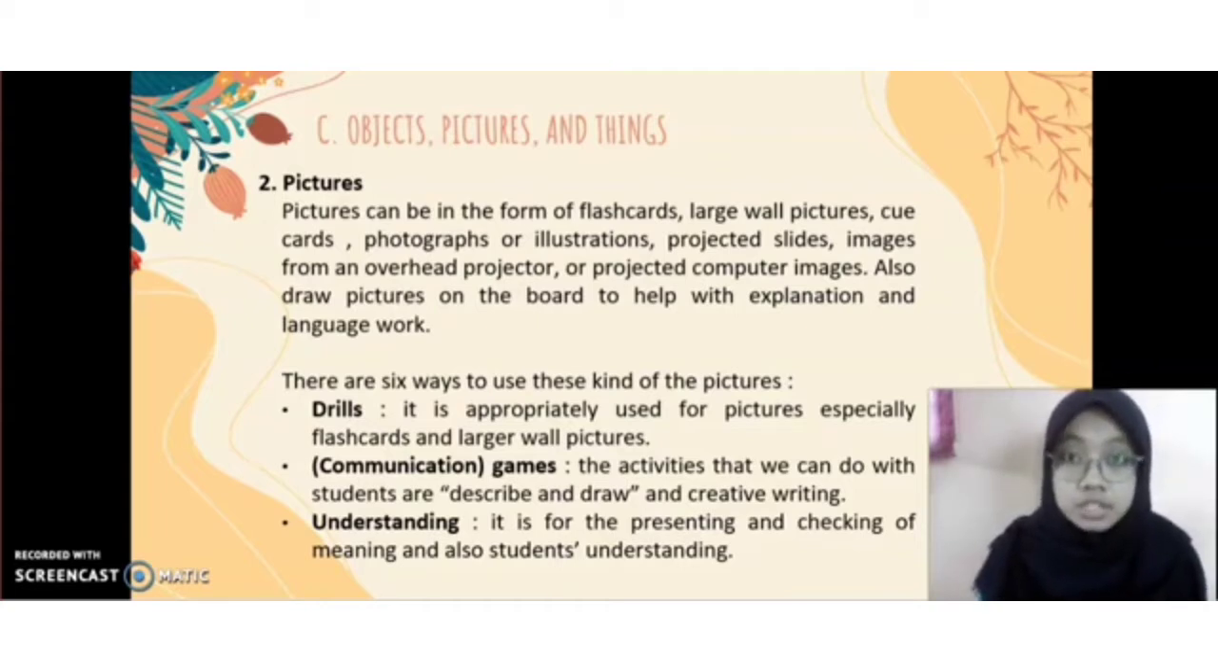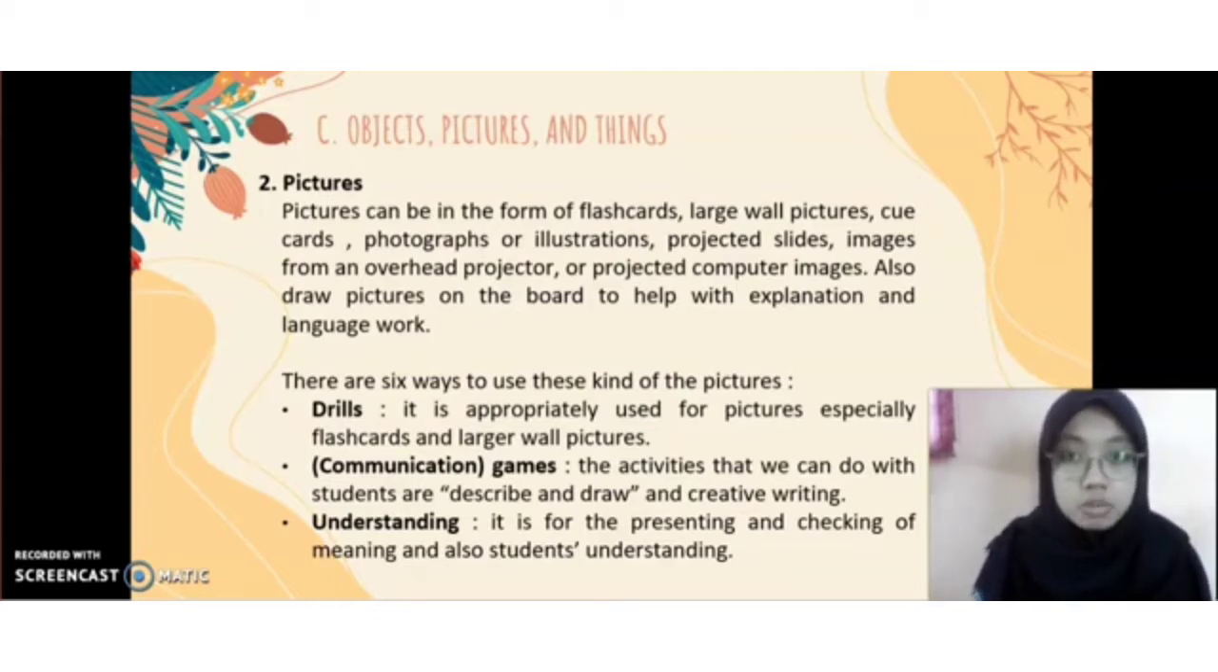The first is drills. It is appropriately used for pictures, especially flashcards and larger wall pictures. The teacher holds up a flashcard before nominating a student and getting a response. Then, we hold up another one, nominate a different student, and so on. It is useful for drilling grammar items, for cueing different sentences, and practicing vocabulary.